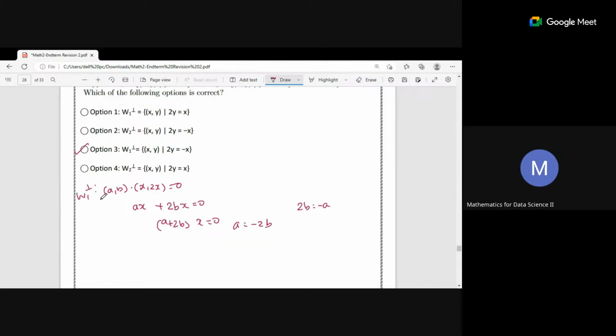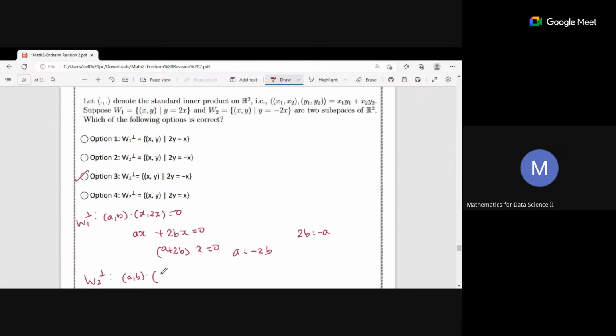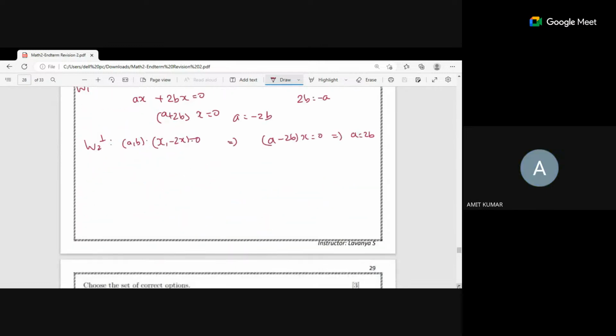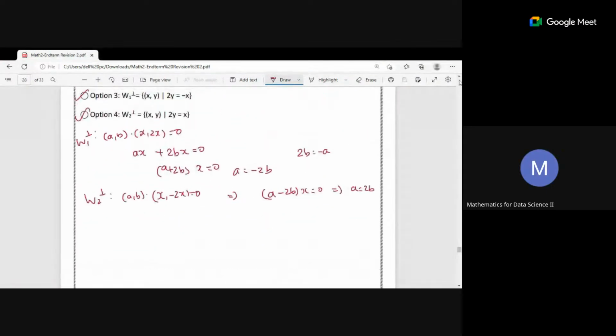Now what is W2-perp? This was for W1-perp. What is it for W2-perp? Set A comma B orthogonal to X comma minus X over 2. So here you will have (A minus 2B) times X equal to 0, so it means A is equal to 2B. So what is W2-perp then? Do you understand how we are finding the orthogonal complement? Is this clear? Can you please be louder? Yes, ma'am, it is clear.